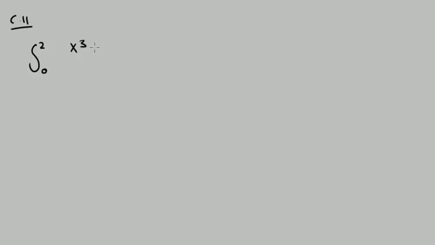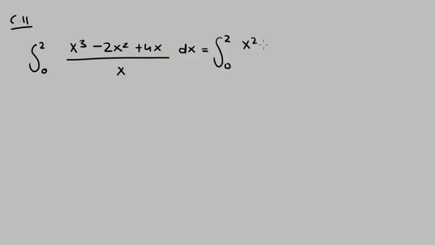So we're integrating x cubed minus 2x squared plus 4x over x dx. So if we were differentiating, we would use our u over v and use our quotient rule. But because we're integrating, we're dividing every single term by the x on the bottom. So this is easy enough to do for this question. So again, I'm not integrating yet, I'm just simplifying. So we have x squared minus 2x plus 4 dx.